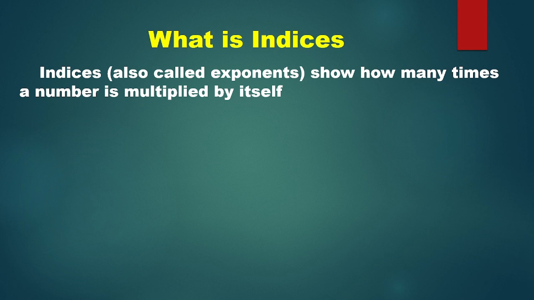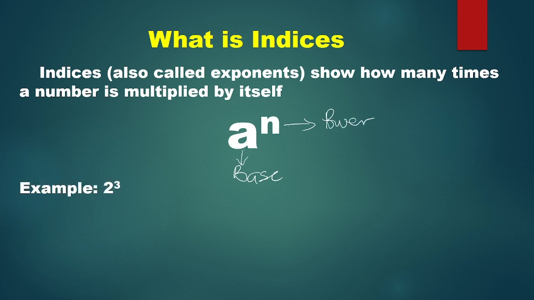Indices, also called exponents, is the plural form of the word index. It shows how many times a number is multiplied by itself. It is always in the form a raised to the power n, where a is the base and n is the power. For example, 2 raised to the power 3 simply means 2 multiplied by 2 multiplied by 2, that is, 2 in 3 places, which is equal to 8.